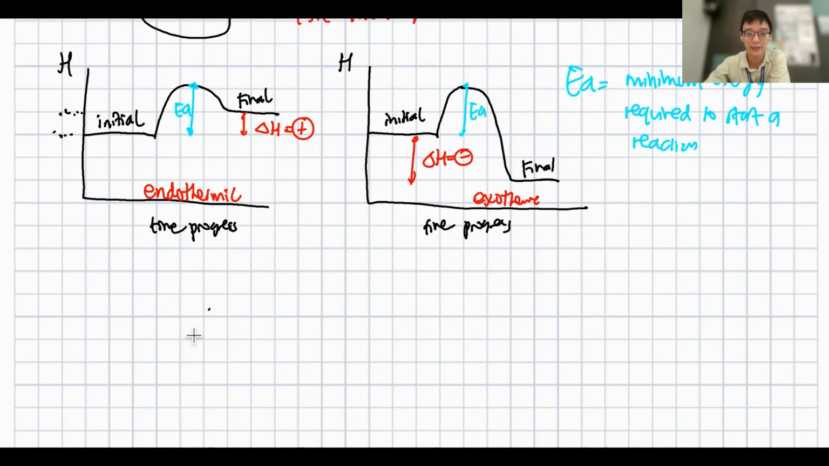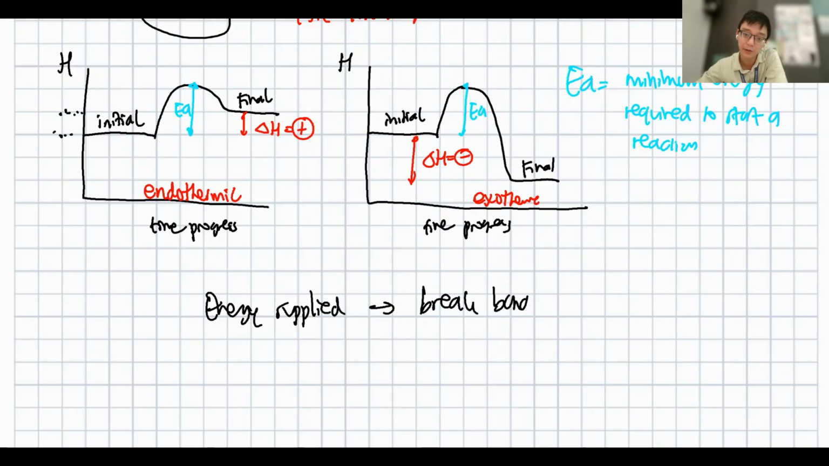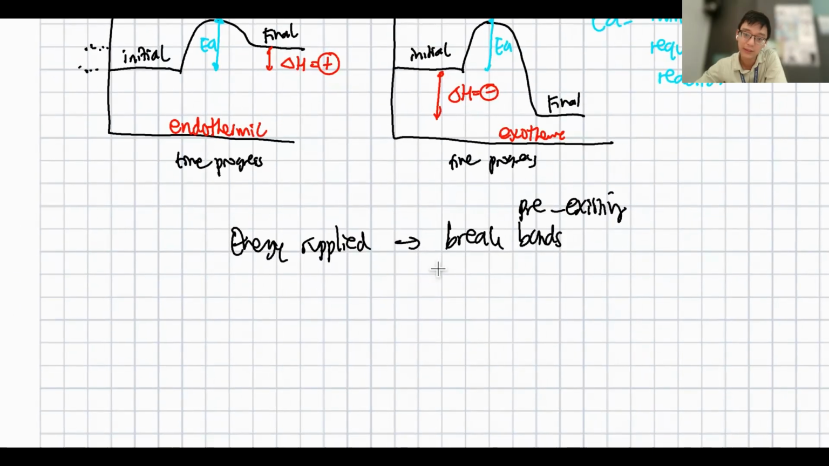In order to start a reaction, energy must be supplied. Energy supplied. And then it is actually used to break the bonds, to break the pre-existing bonds. Because like in any chemical reaction, for example, let's do a simple one. They have a reaction here.